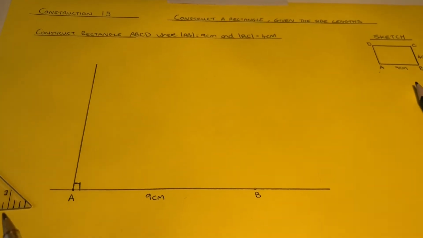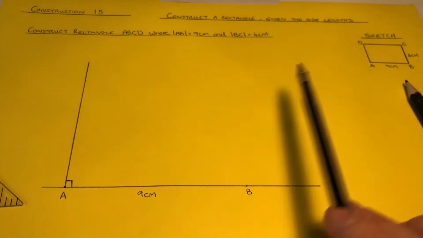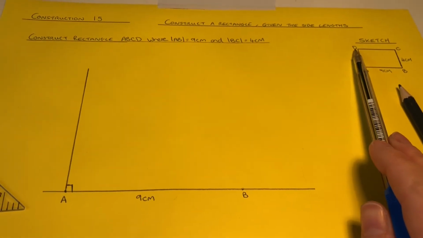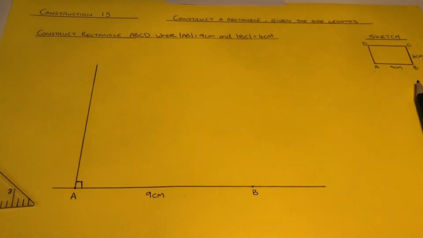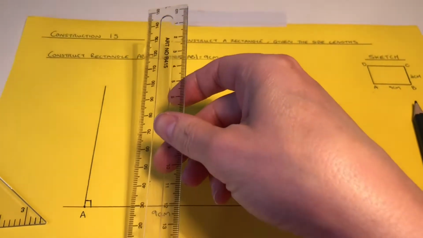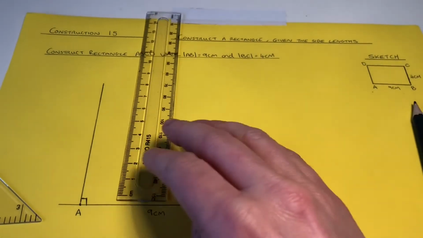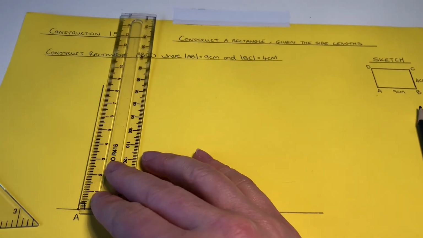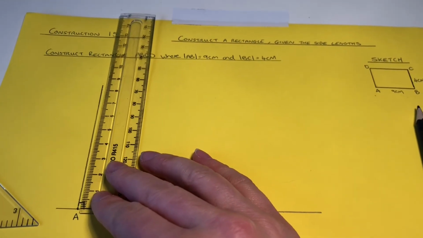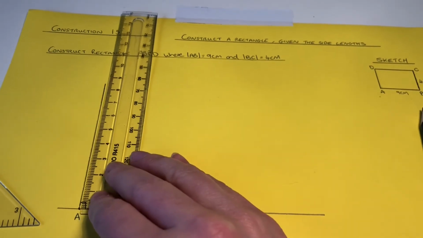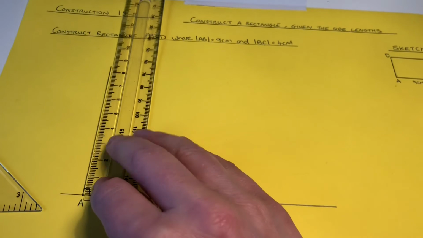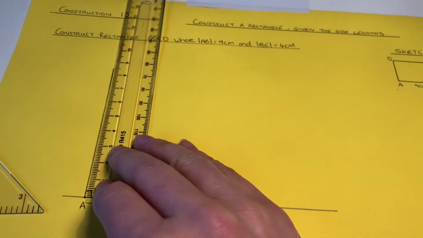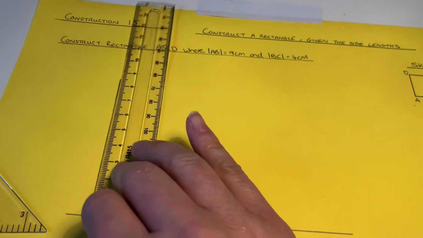Okay, so at this point now I need to decide where I'm going to locate my point D. D needs to be 4 centimeters away from A, so I'm going to use my ruler again this time. As I said previously, you could use your compass, and that again would be definitely an indicator that you have constructed properly because you've got arcs from your compass, but it's also acceptable to use your ruler.